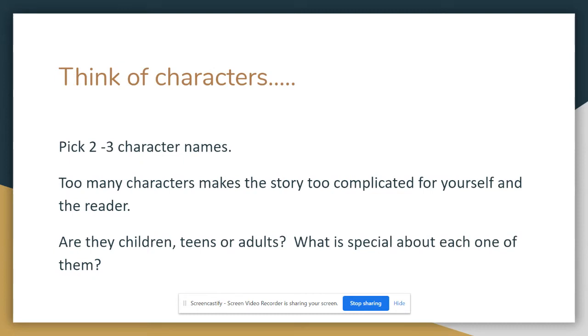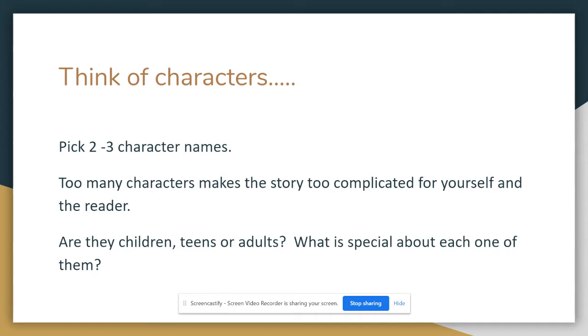You also want to think of characters. Pick two or three character names. If you have too many characters, it becomes complicated for yourself and for the reader. Think about your characters. Are they children? Are they teenagers? Are they adults? Are they your friends? What's special about them?